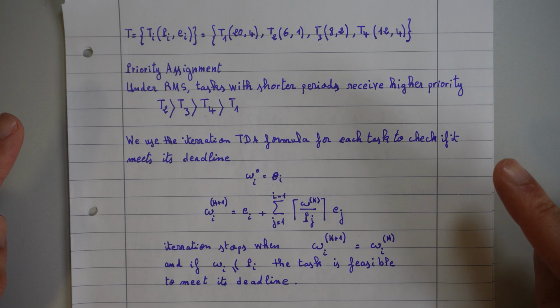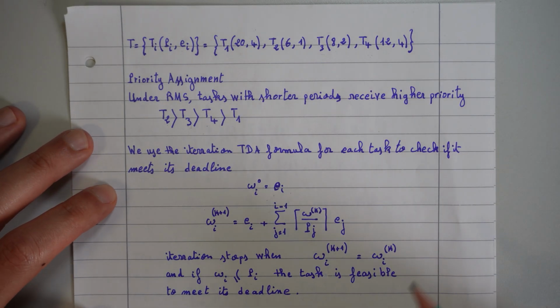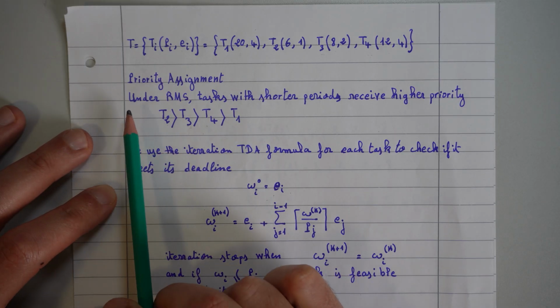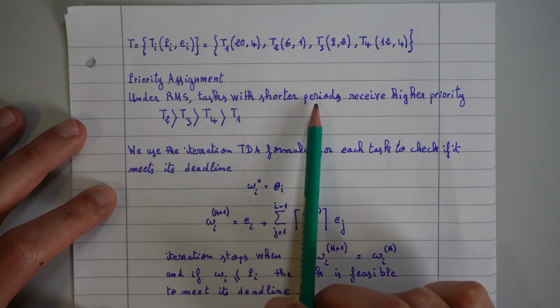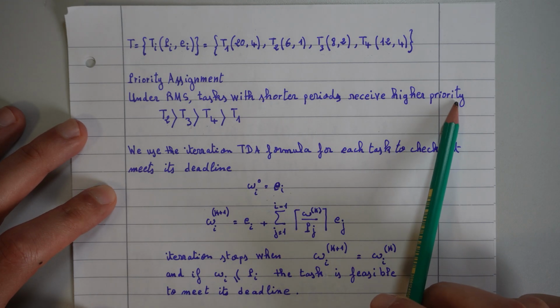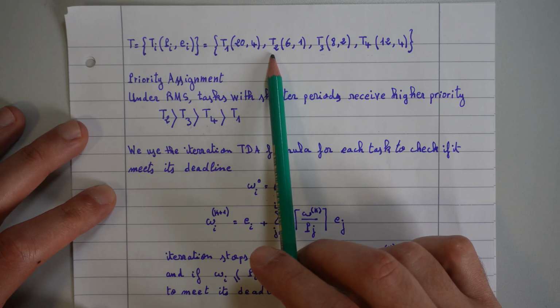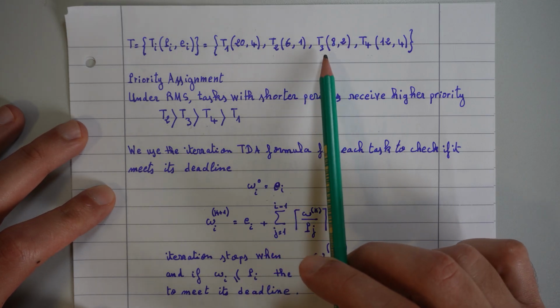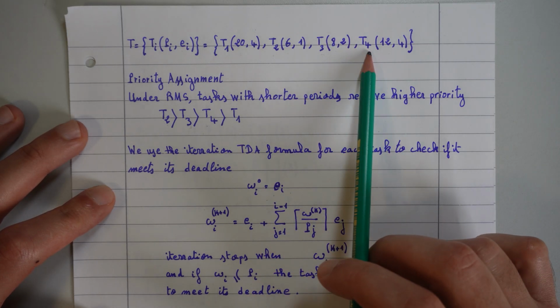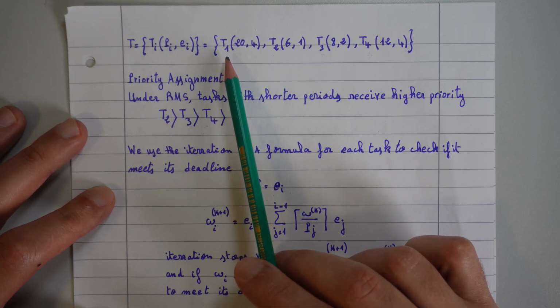Over here, in this way, we will start by assigning the priority. Under RMS, the tasks with shorter periods receive higher priority. So task 2 has the highest priority because it has the shortest period. Then comes task 3, then task 4, and task 1 has the lowest priority.